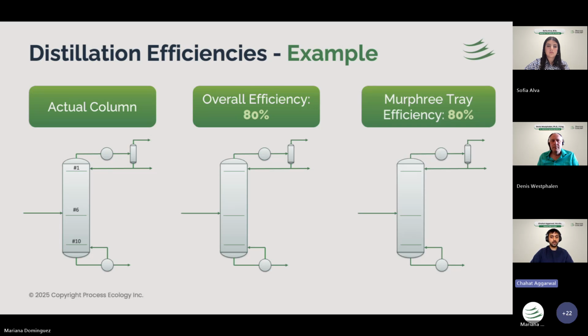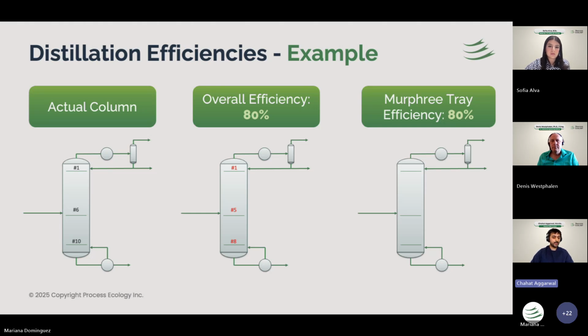On the left, you can see that there's an actual plant column configuration. We have kept the number of trays to be 10 for demonstration. In the middle, we have the simulation model, which indicates the overall efficiency model. Here you can see that we have assumed 80% efficiency, so the number of trays become 8.